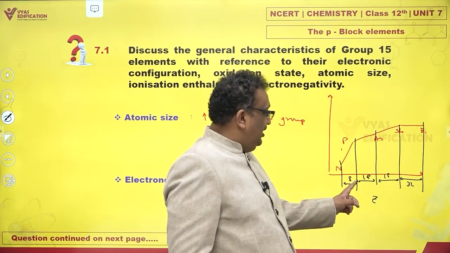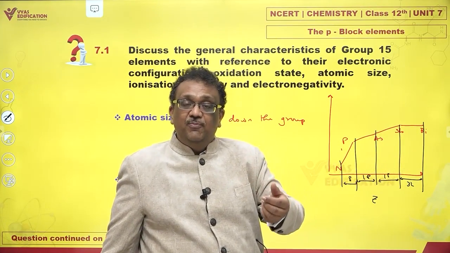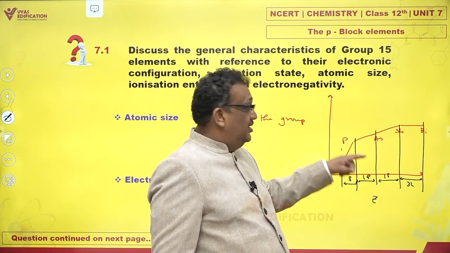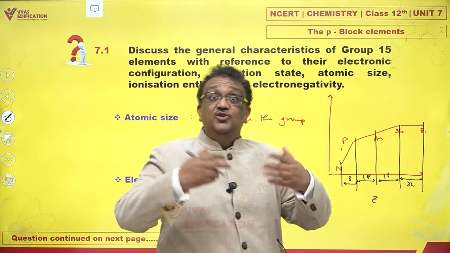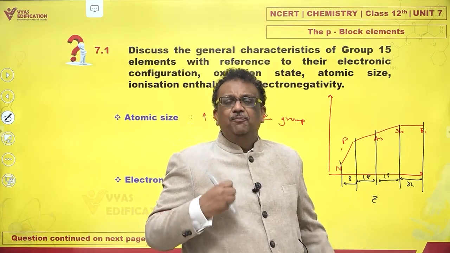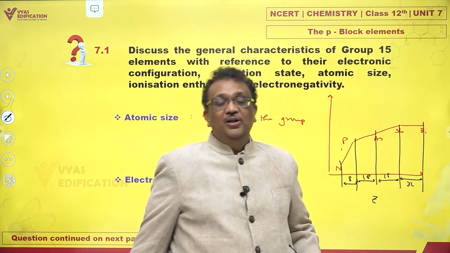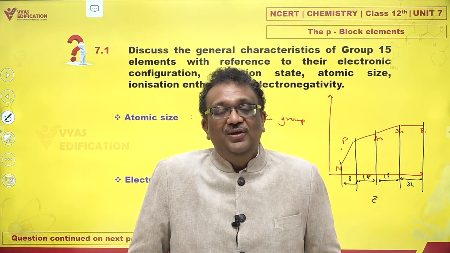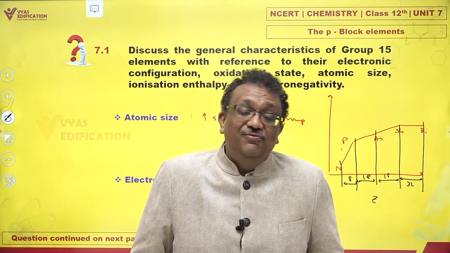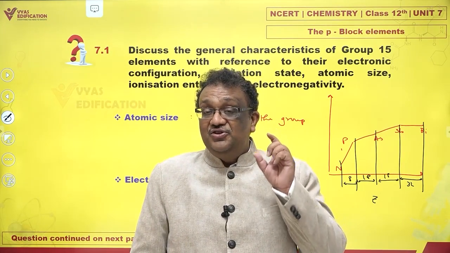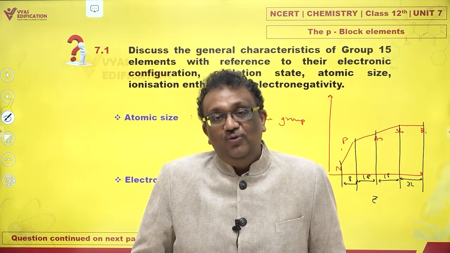So one extra shell and you have just 8 extra protons. So size increases. You have one extra shell, but you have 32 extra protons in the nucleus, so nuclear pull increases and the size does not increase as much if you move down the group. This, my dears, is a very detailed analysis of the trend of atomic size on moving down the group.